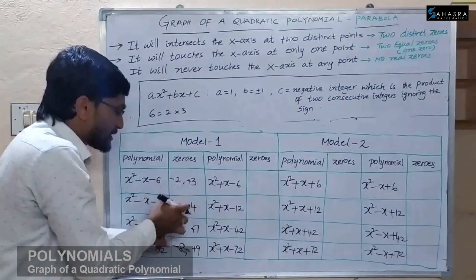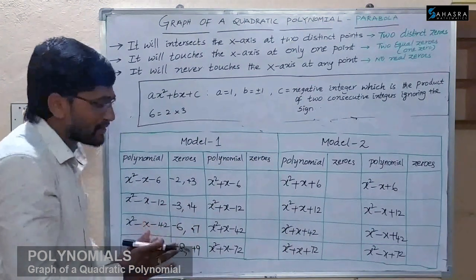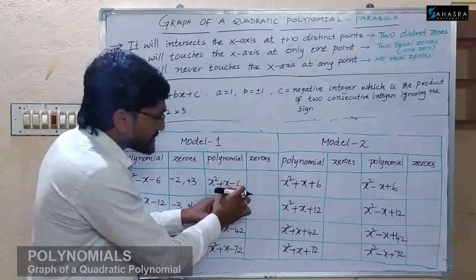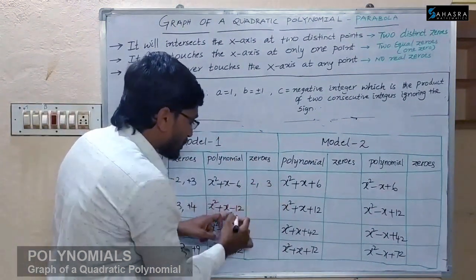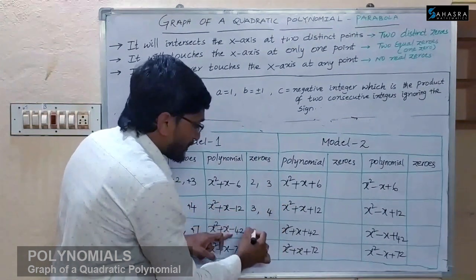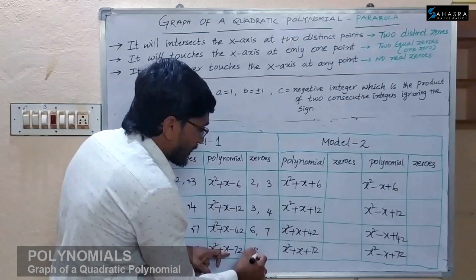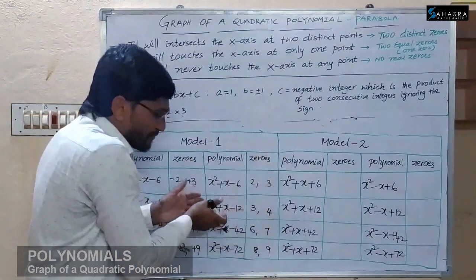Minus 2 plus 3. Here minus 3 plus 4. Minus 6 plus 7. Minus 8 plus 9. Like that. Similarly here also, 6 can be written as 2 into 3 again. 2 into 3, minus 12. That means 12 is 3 into 4. 42 is 6 into 7. 8 into 9. Okay. So these are not the actual zeros of this quadratic polynomial.